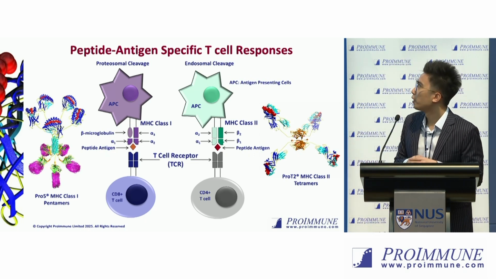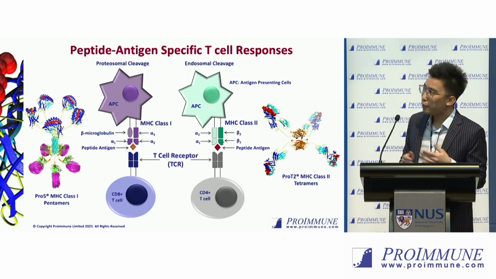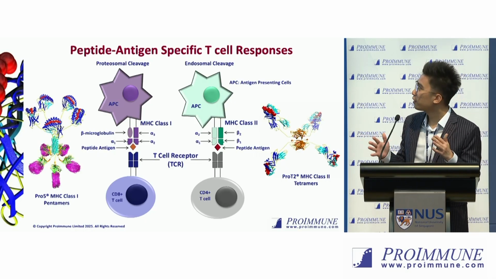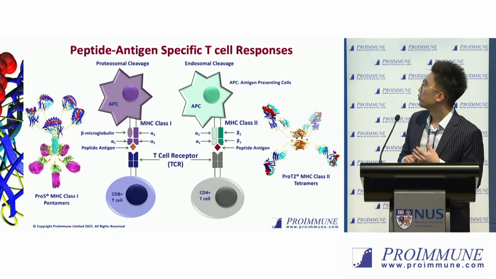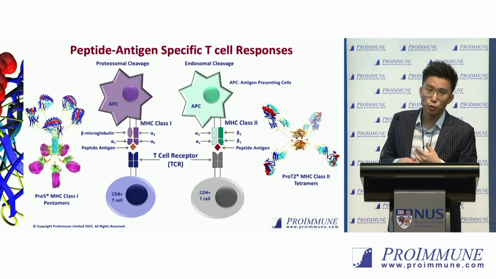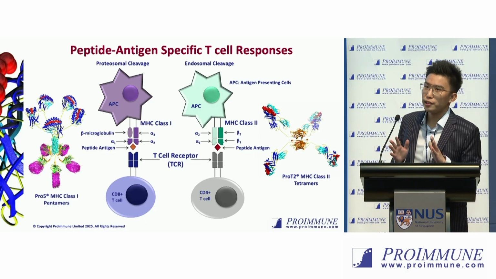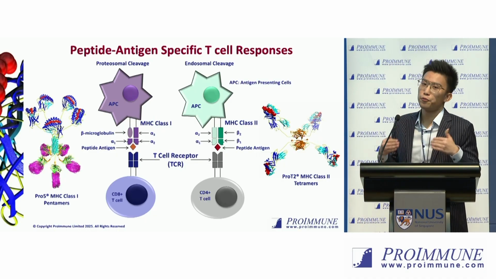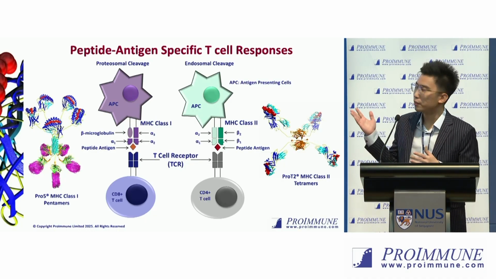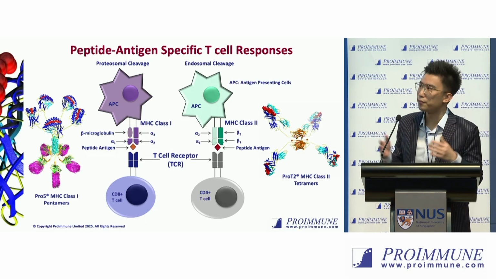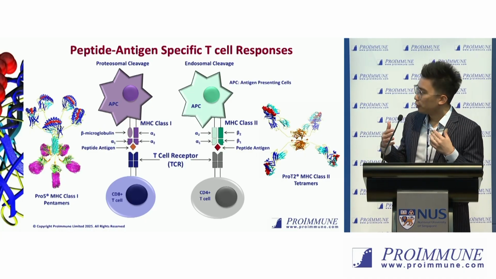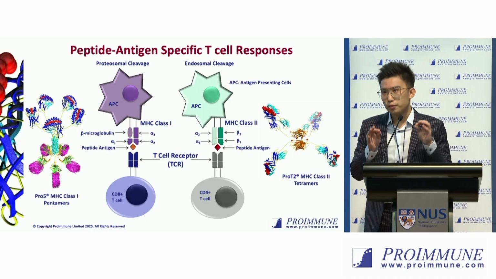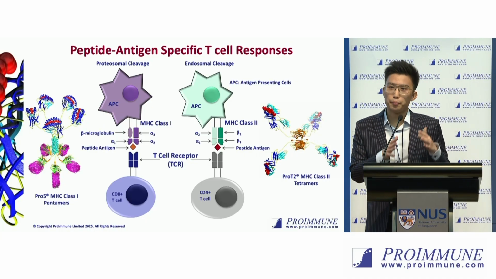On the right, you have the MHC class 2 pathway, which processes extracellular proteins through endosomal cleavage. Here the peptide antigen is about 15 amino acids or sometimes longer. If recognized by CD4 T cells, that's where the helper CD4 T-cell immune response is activated.